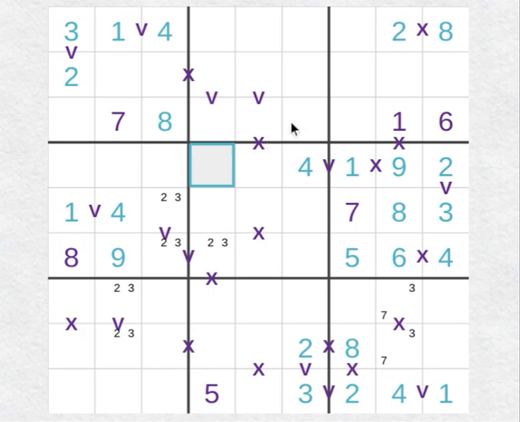Let's see what else. Oh yeah, also we could put 2 and 3 in here, right? Oh yeah, and because this is 2 and 3, this has to be 1 and 4, and this 1 lets us know that 1 is up there. So that's a 1, that's a 4, that's a 9.